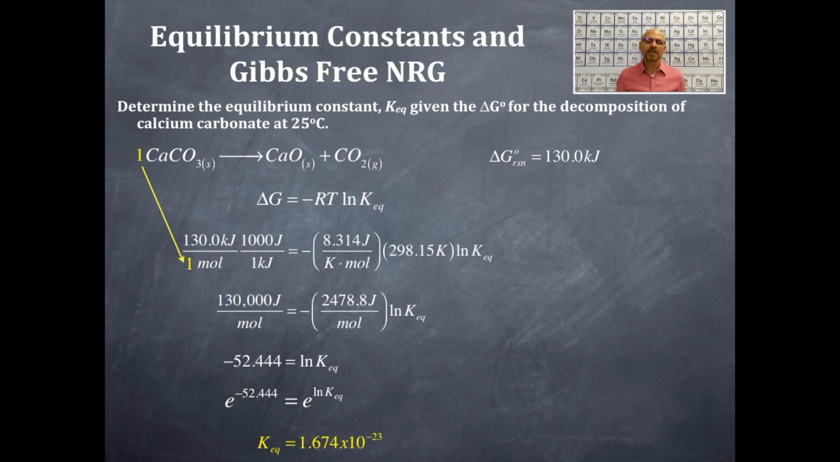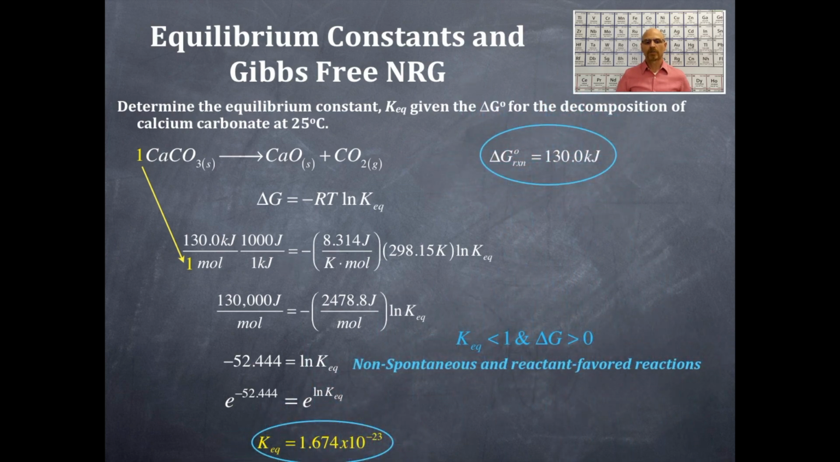So now you should be correlating the KEQ value as a very small number, less than 1, with that delta G value as a positive value greater than 0, and then associate this information here. For non-spontaneous and reactant-favored reactions, you should have a KEQ that's less than 1 and a delta G that's greater than 0. Okay? I've done both sides of this coin. I've done a spontaneous and a non-spontaneous reaction, correlated the delta G value, and solved for the KEQ for both types of reactions, spontaneous and non-spontaneous.